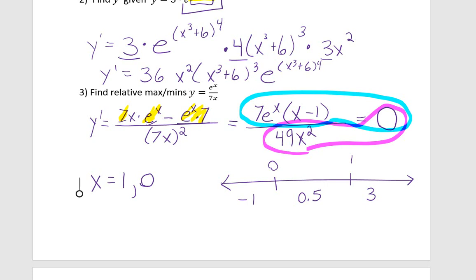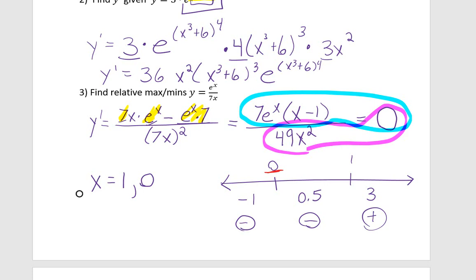So if I take -1 and I plug it into my derivative, that's going to give me a negative number on the top and a positive number on the bottom, so that's going to give me a negative. If I plug in 0.5, that's going to give me a negative value on the top and a positive value on the bottom, so that's going to give me a negative again. And if I plug in 3, that's going to give me a positive on the top and a positive on the bottom.